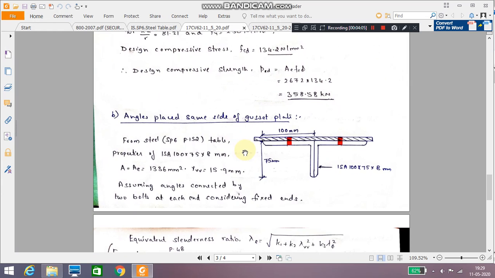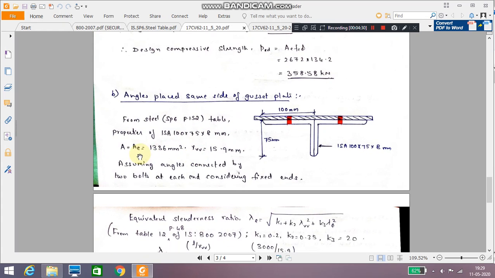If you get this condition, here we can have the gusset plate. This is the angle. Angles are placed on the same side like this. Here also the longer edges are connected to the gusset plate and these two are the bolts. From the steel table again, from SP6 page number 152, the properties of ISA 100 by 75 by 8 mm: AE equal to 1336 millimeter square and RVV equal to 15.9 millimeter.